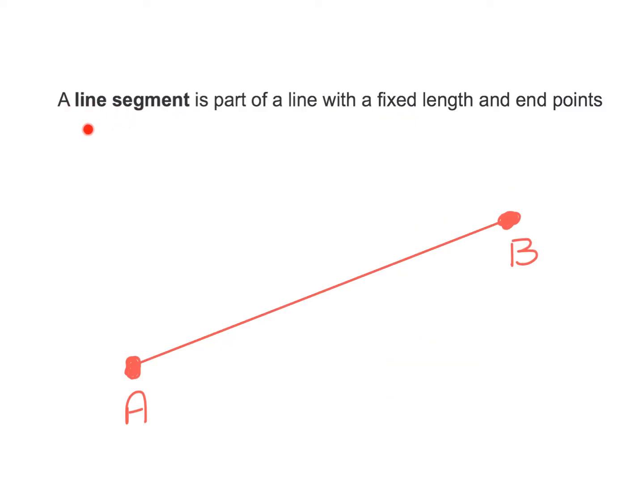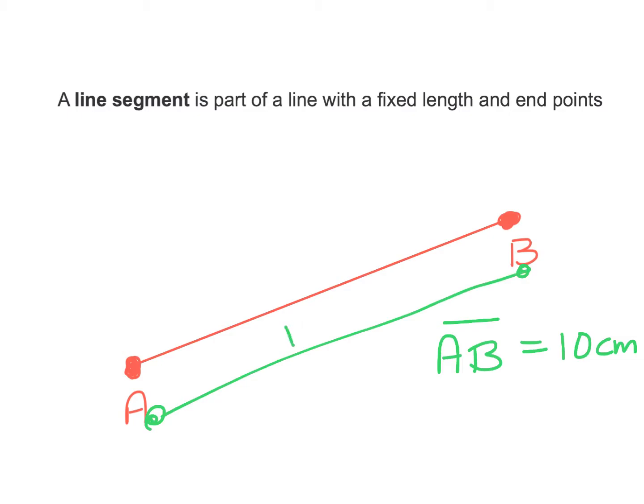A line segment is part of a line with a fixed length and endpoints. So here is line segment A and B. They've got a fixed point and a fixed length. Therefore it is a line segment. When you're asked to draw this, I would simply say AB, so line segment AB equals 10 centimeters, which means from point A to point B needs to be 10 centimeters. Fixed length with endpoints.